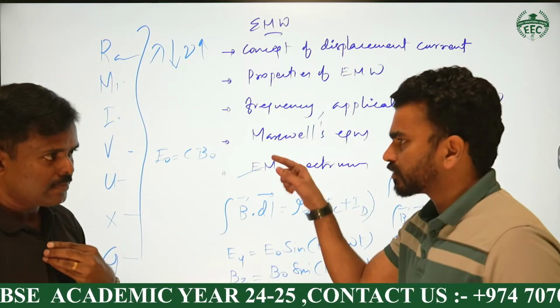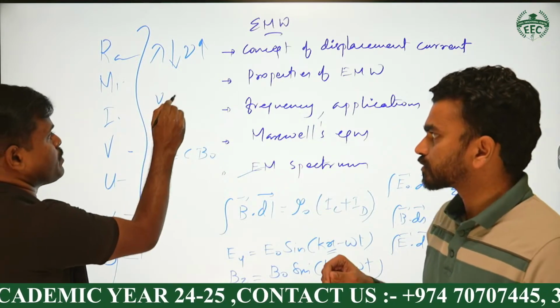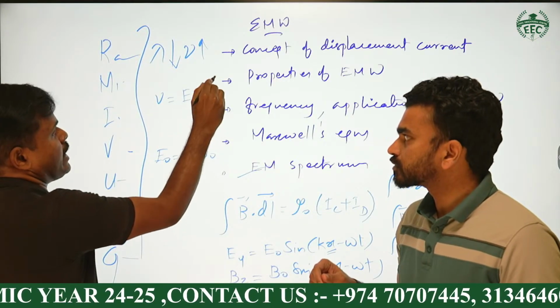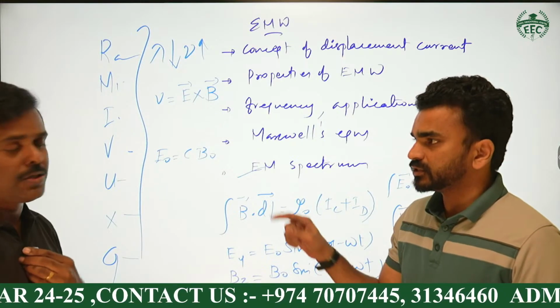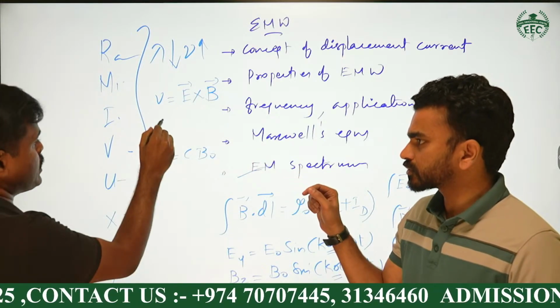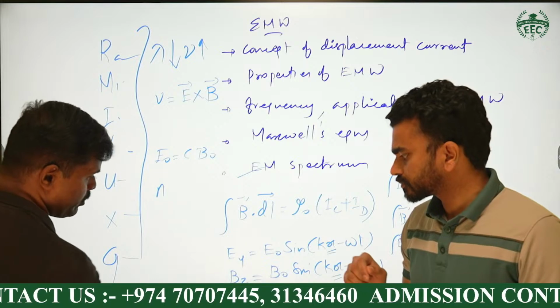Sir, you can also say V equal to E cross B, right? Yeah, V is equal to E cross B. This is also taken. E is the electric field, B is the magnetic field. So C equal to 1 by root of that one also. Yeah, you can have two more equations here.